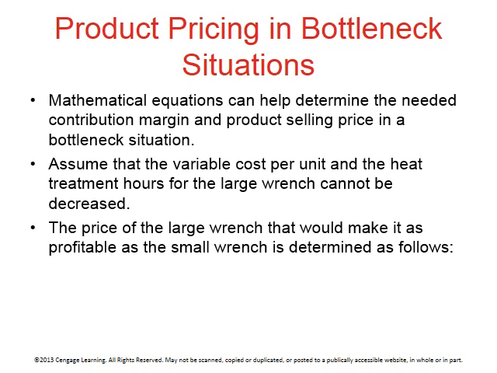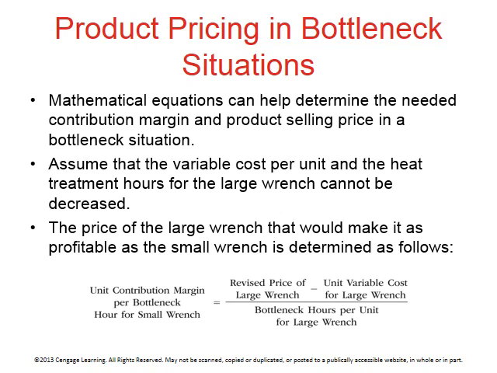So, what would we have to price the large wrench to be to make it as profitable as the small wrench when factoring in the bottleneck? What we'd have to do is take the revised price of the large wrench minus the unit variable cost for the large wrench, divided by the bottleneck hours per unit for the large wrench.